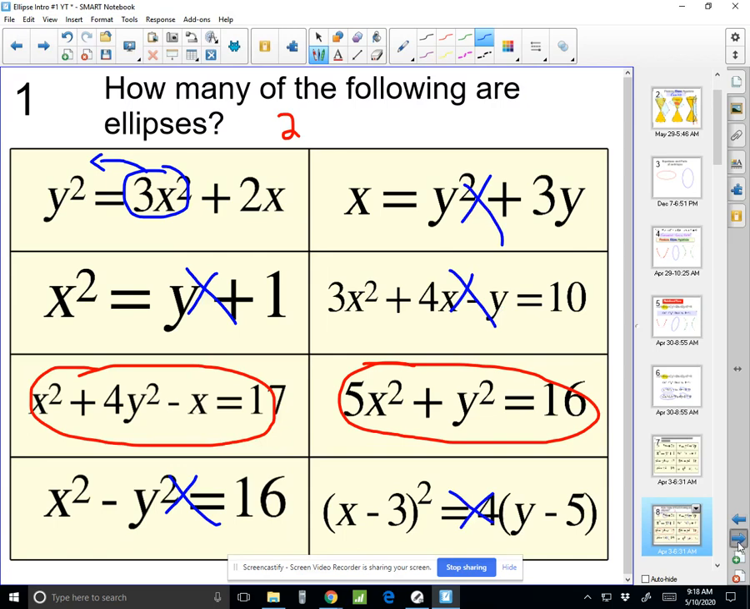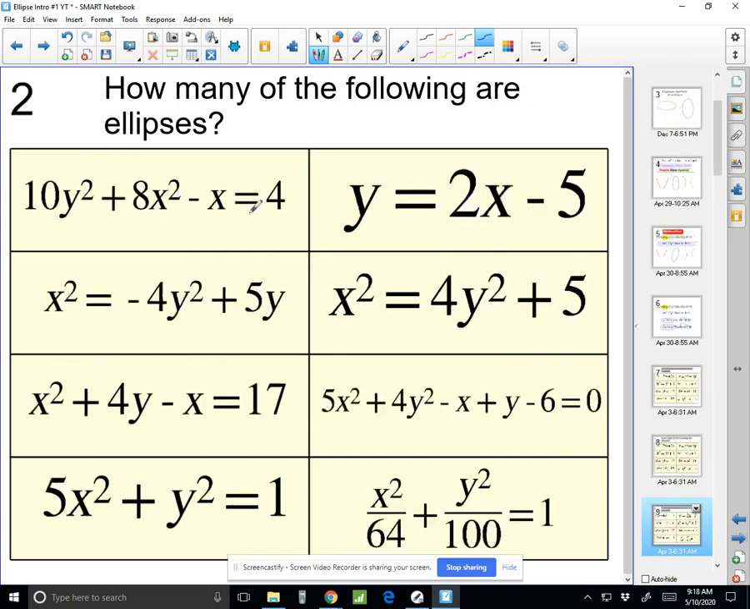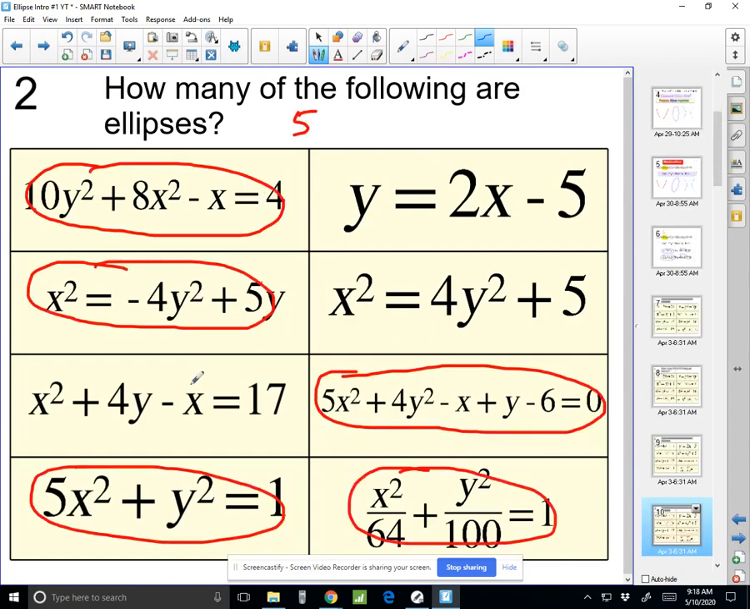All right, number two, let's play that same game. See how many ellipses there are. I'm getting 5. This one is a parabola, so it's out. Please don't make fun of Mr. Linear up here. He didn't mean anything by it. And when you move that over, it becomes negative, and that's not an ellipse.